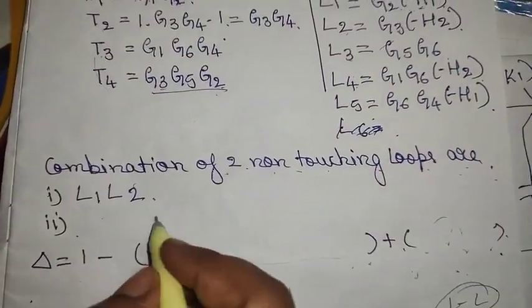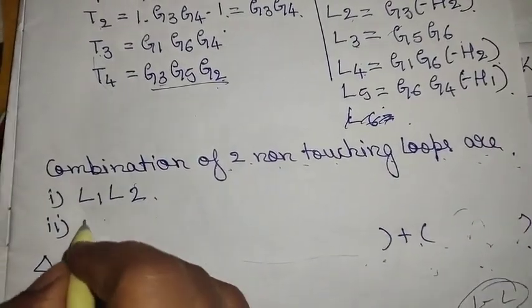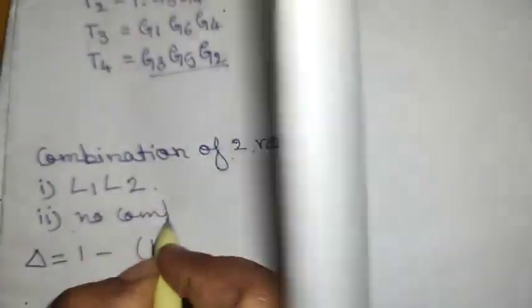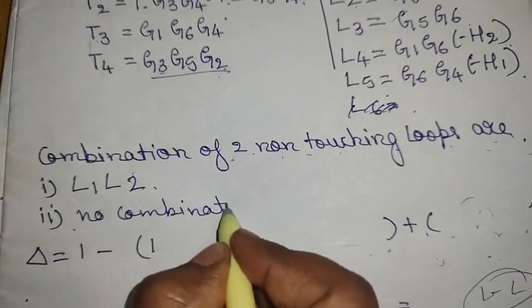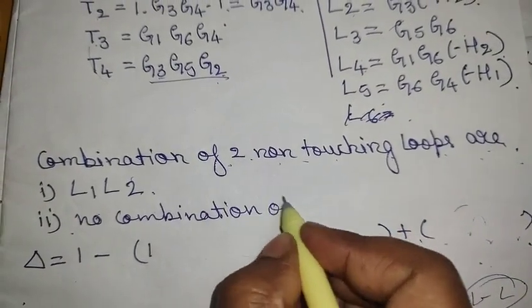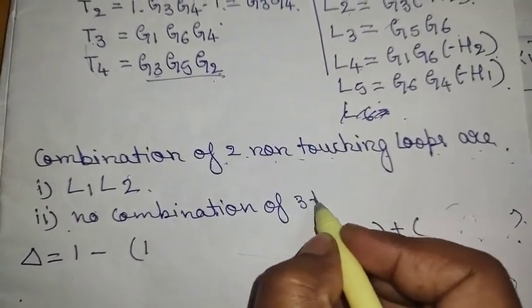Next, combination of three non-touching loops are not there. So no combination of three non-touching loops. You should mention the sentence, no combination of three non-touching loops.